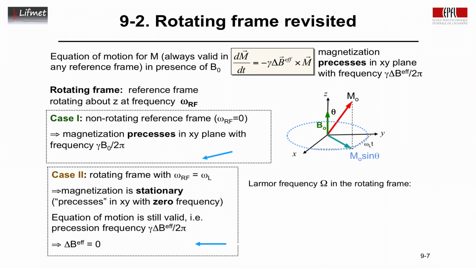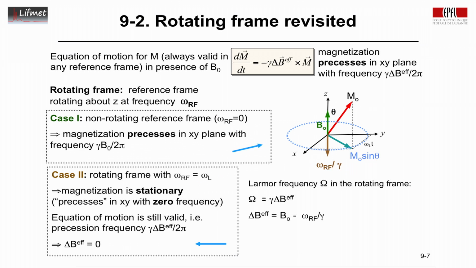Now, the Larmor frequency, big omega, in the rotating reference frame is given by gamma delta B effective, and this delta B effective is given by B0 minus omega RF over gamma. So to get from the lab frame to the rotating reference frame that rotates with the Larmor frequency, we had to subtract the fictitious magnetic field, which in this case equals omega L over gamma, and omega L is gamma B0, so delta B effective was B0 minus B0 equals 0.